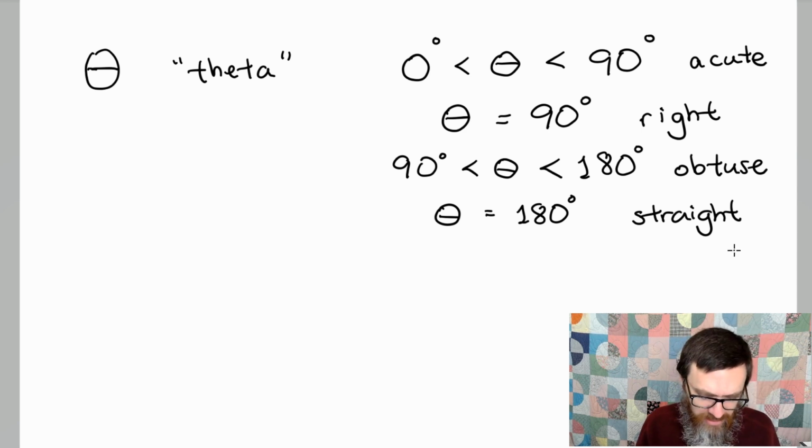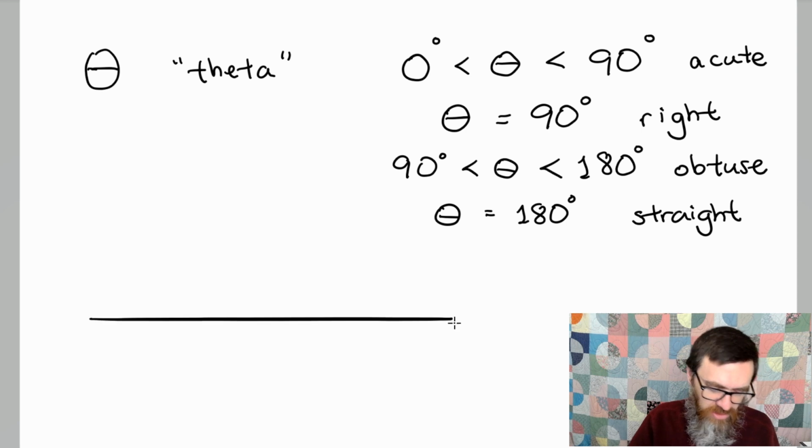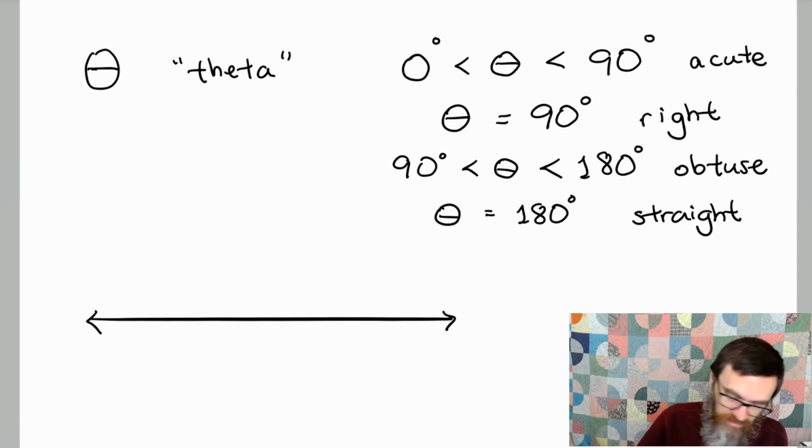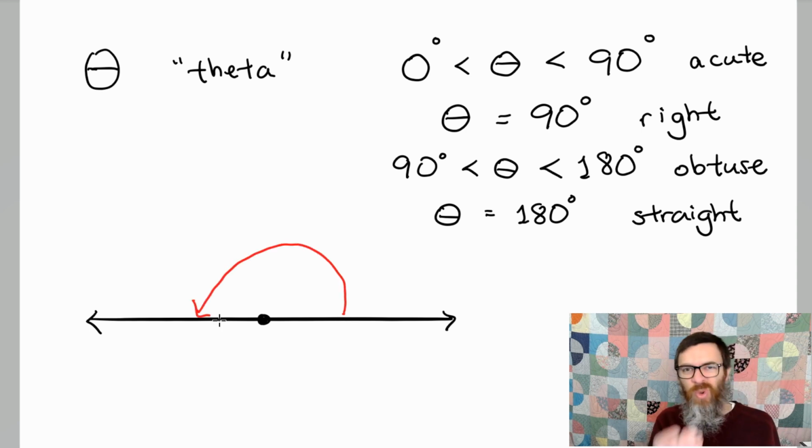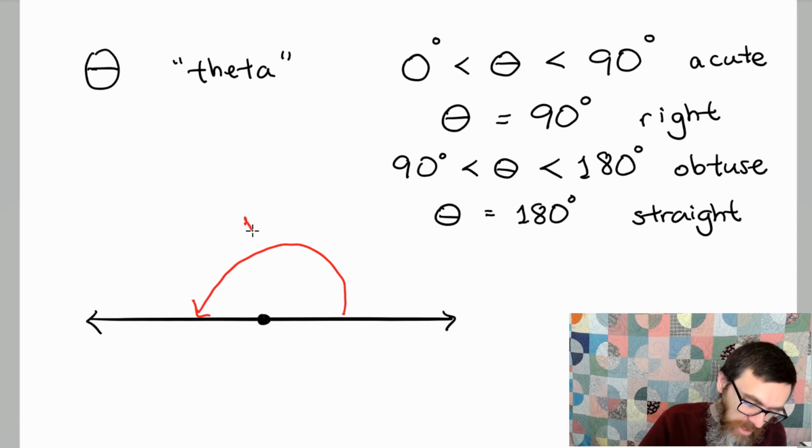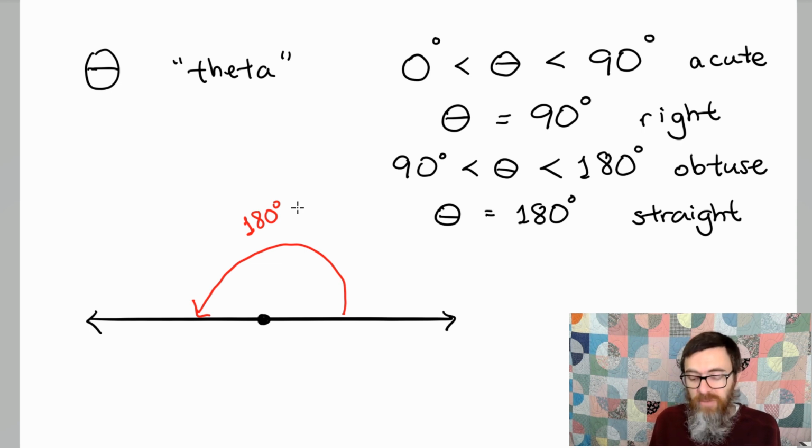So think about it like this. If I just draw a straight line like this, what would be the measure of the angle? Let's identify a vertex right here, that way we're not getting thrown off. If I rotated it over here, you can see that we're going halfway around a circle, halfway around one rotation. So that's going to be 180 degrees, thus it being what we call a straight angle. It's just a line, right?